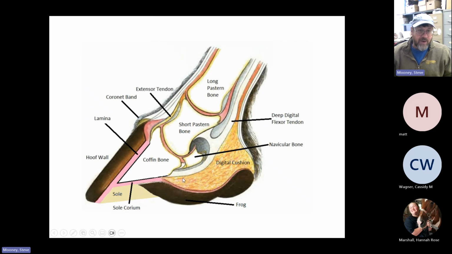We got the same thing coming underneath. We have the corium underneath here that is going to produce the sole.